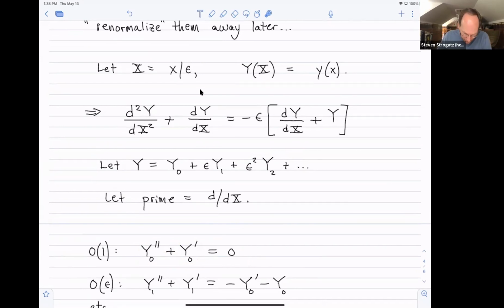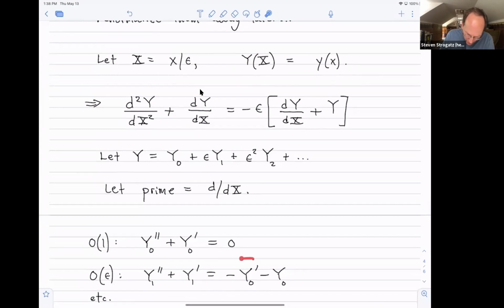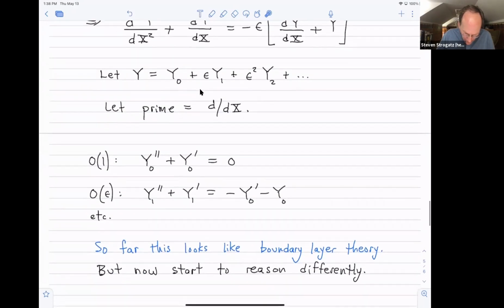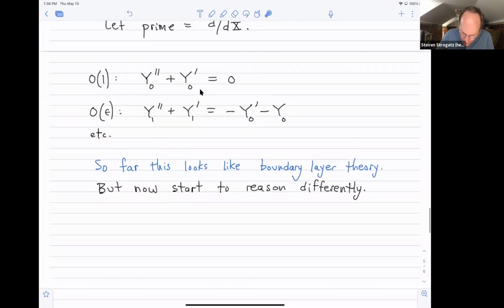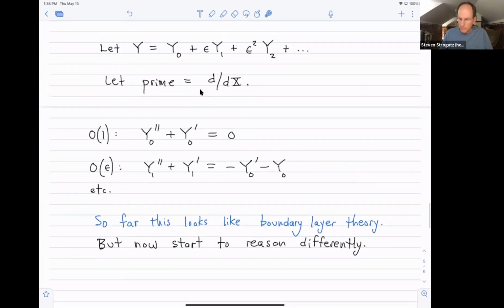And then there's an order epsilon equation where the Y0 stuff appears on the right-hand side. We've got the same operator on the left as we had above. So it all looks very typical for regular perturbation theory. As I say, so far this looks like just ordinary boundary layer theory. And it's at this point that we start to reason differently. Let me see, I think that's maybe where I stopped writing? Yeah, it is.